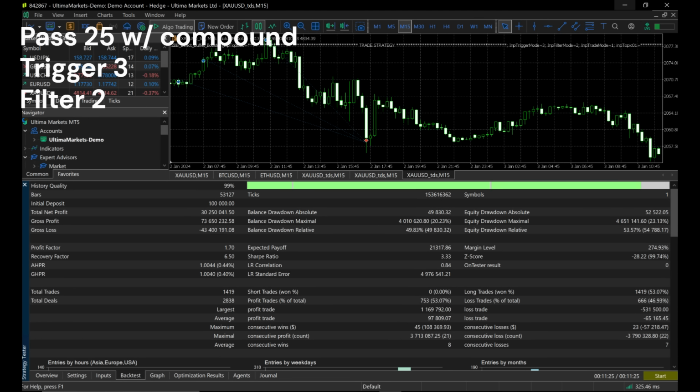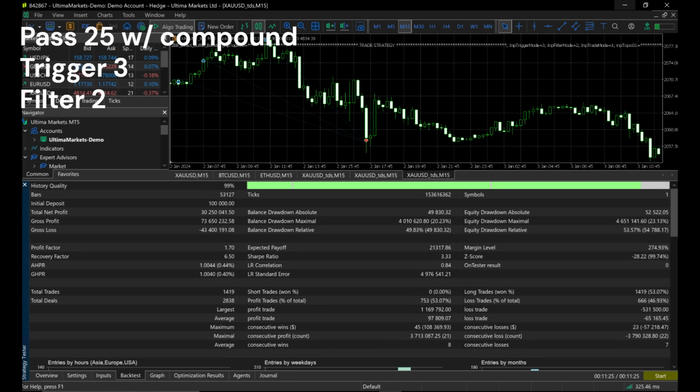What makes this result interesting is that the strategy is not relying on unrealistic win rates. The win rate is only about 53%, which is fairly normal for systematic strategies. Instead, the performance comes from consistent statistical edge combined with capital compounding. The profit factor is around 1.7, showing that the strategy maintains a solid edge over a large number of trades.